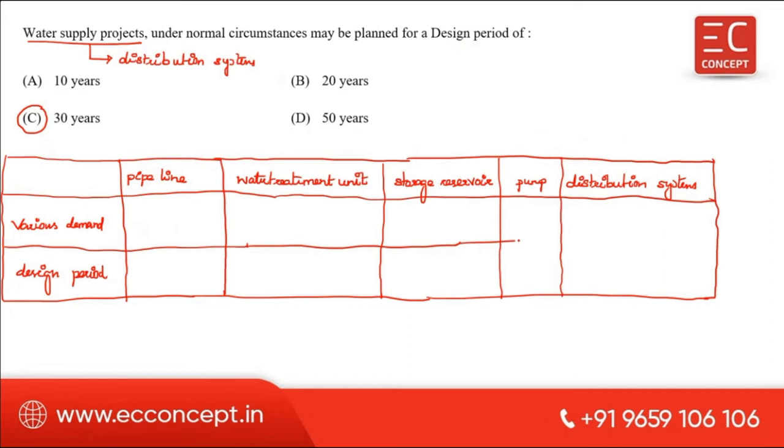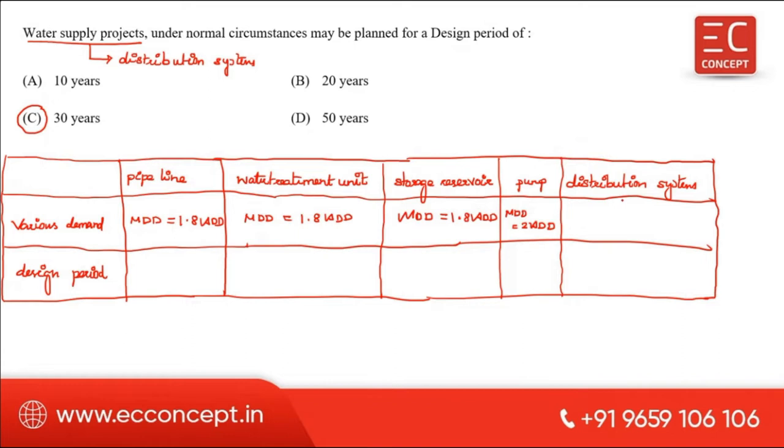So, various demands. The pipeline is designed for maximum daily demand. Maximum daily demand is equal to 1.8 times the average daily demand. For the water treatment unit, maximum daily demand, equal to 1.8 times the average daily demand. And similarly for a storage reservoir also, maximum daily demand is equal to 1.8 times the average daily demand. Then for a pump, maximum daily demand, which is equal to two times the average daily demand.